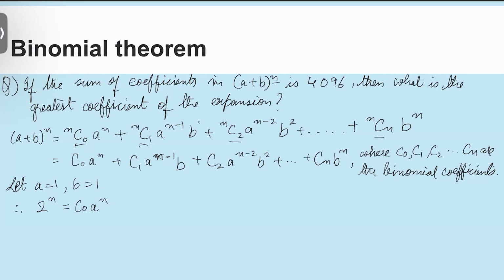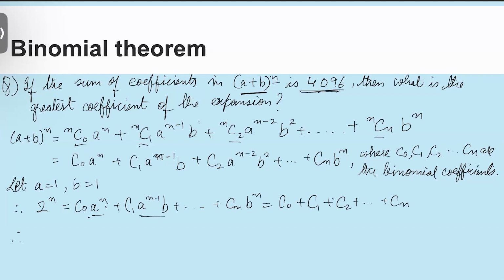Now over here you have c1 a^(n-1) b plus all the way up to cn b raised to n. Since a and b are 1, all these a, b variables would take the value of 1. So this can be written as C0 plus C1 plus C2 plus all the way up to your last coefficient. We already have the condition given to us that the sum of the coefficients in this expansion is going to be equal to 4096.